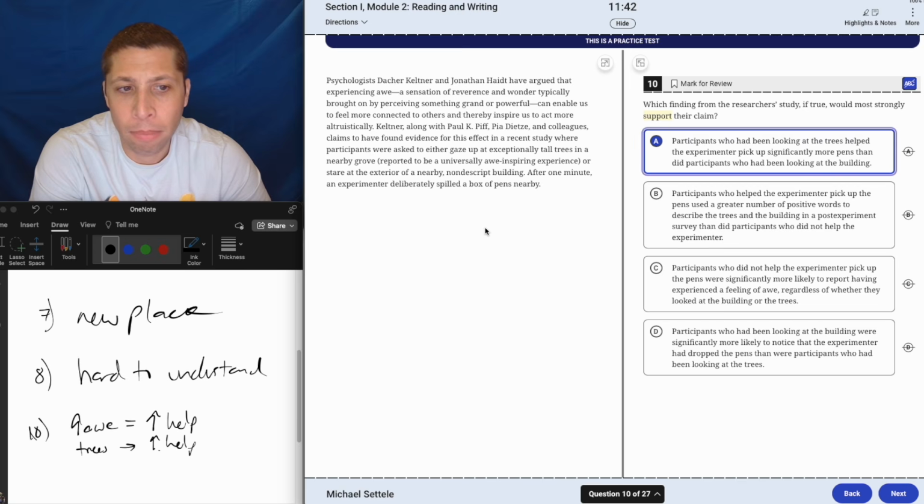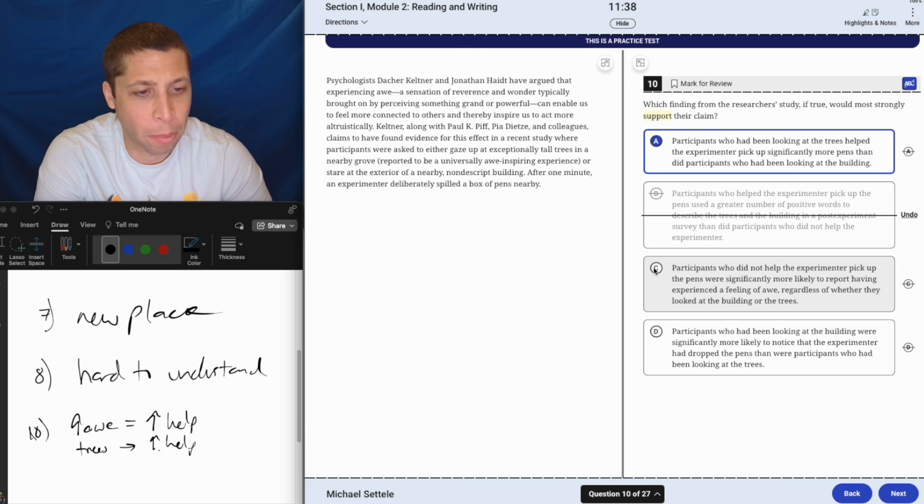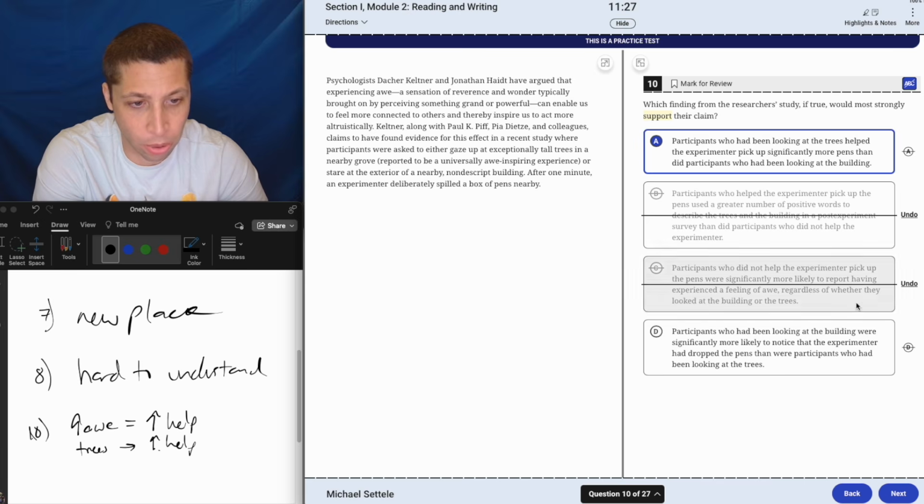Their claim is not about the words that they use. I don't think that matters. Participants who did not help the experimenter to pick up the pens were significantly more likely to report having experienced a feeling of awe. No, because that means awe comes from not helping, regardless of whether they look at the building. No, because they're saying the building and the trees matter. So we need to support that claim.